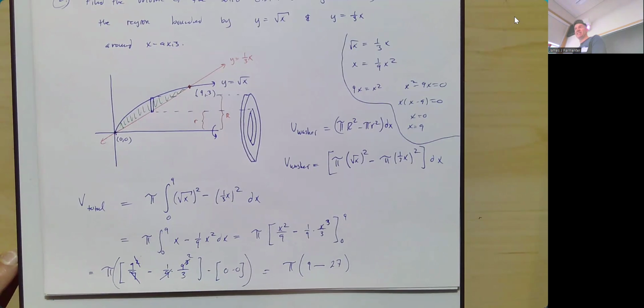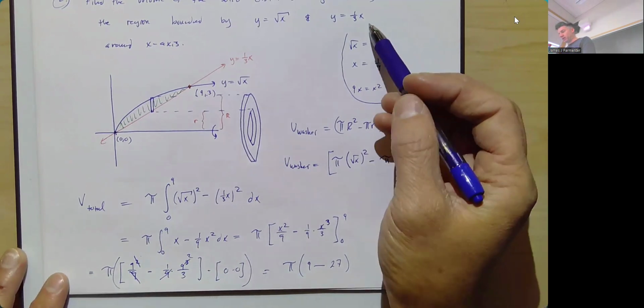Negative 18. Our volume shouldn't have been negative. So I've clearly made an error somewhere. Let's see if we can figure out where it is. Do these really intersect at 9?